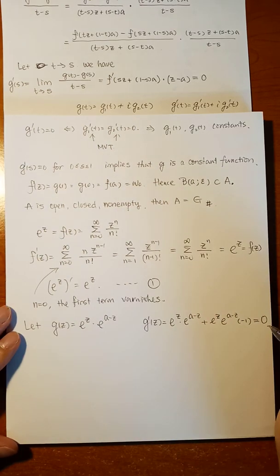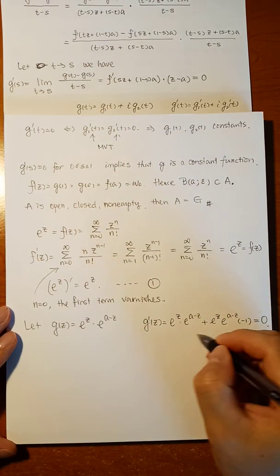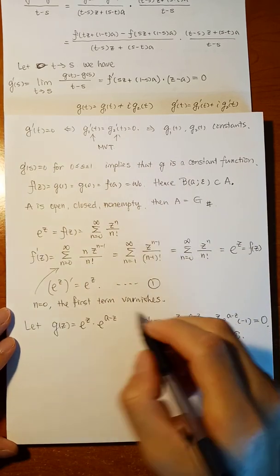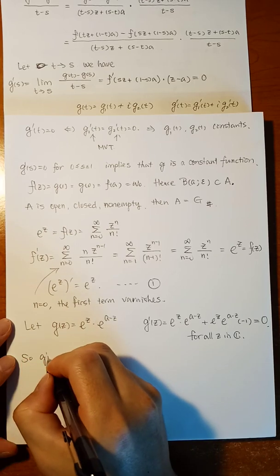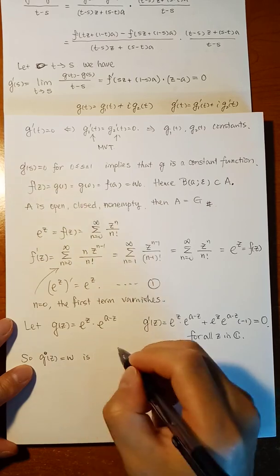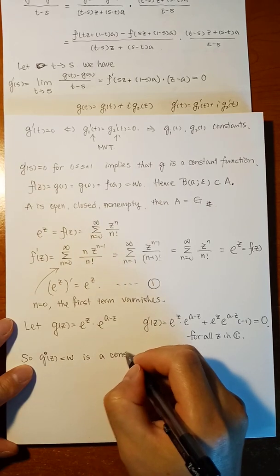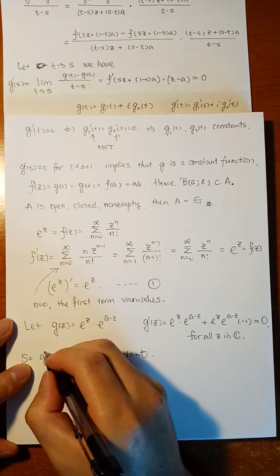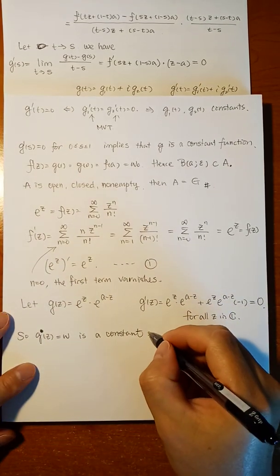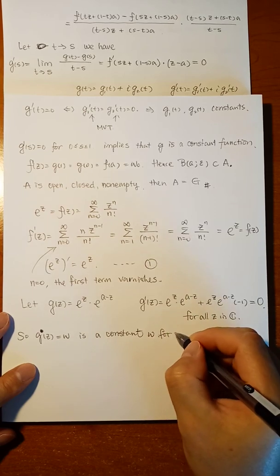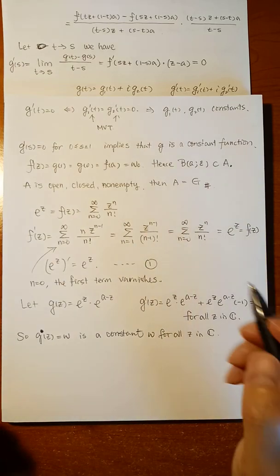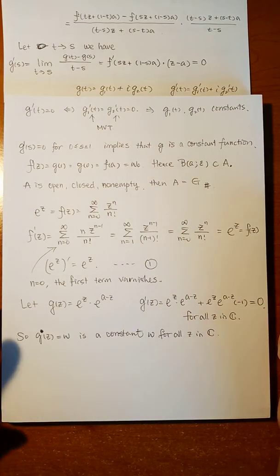G prime of z is equal to 0 for all z in C. This implies G of z is a constant W for all z in C. All right, now let's apply it.